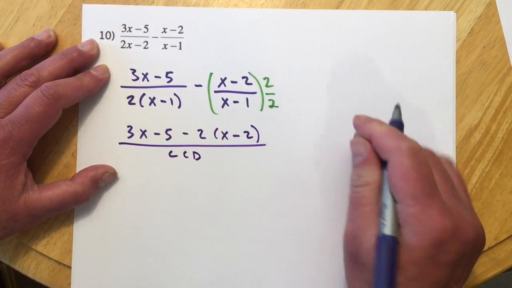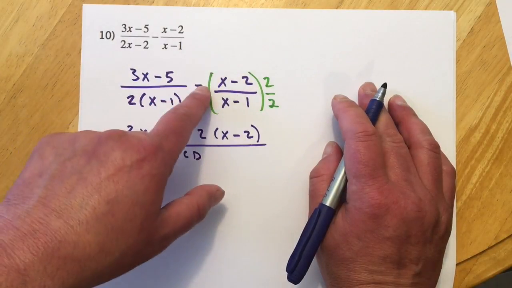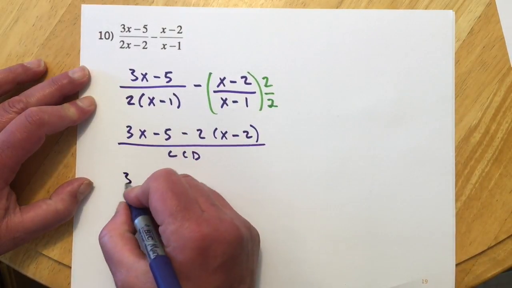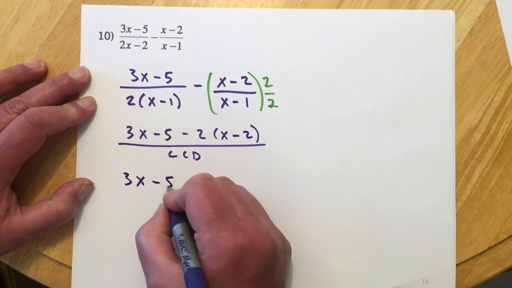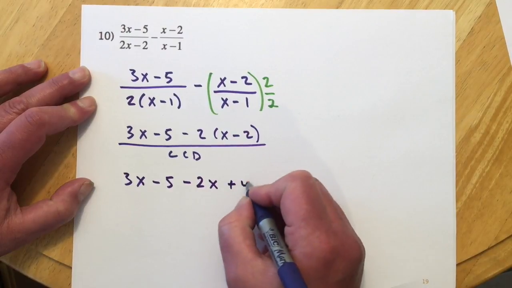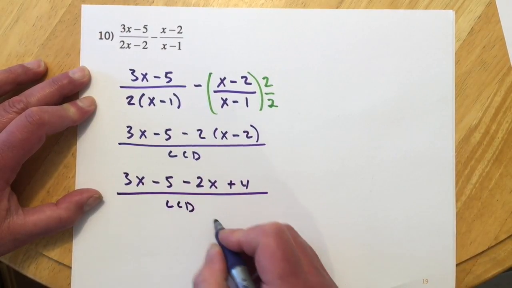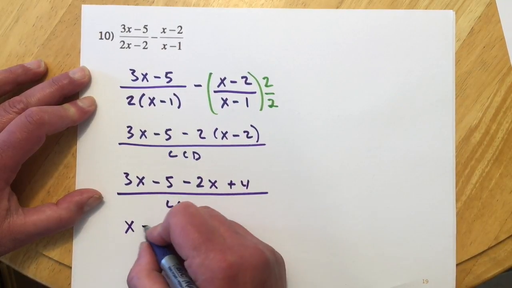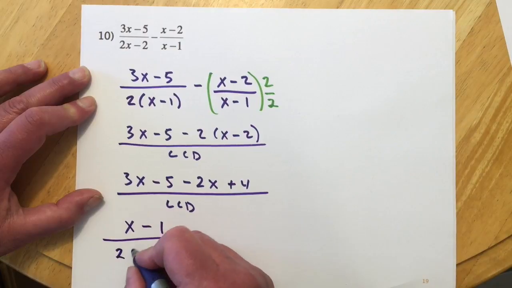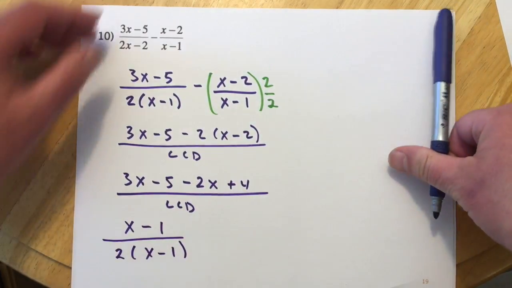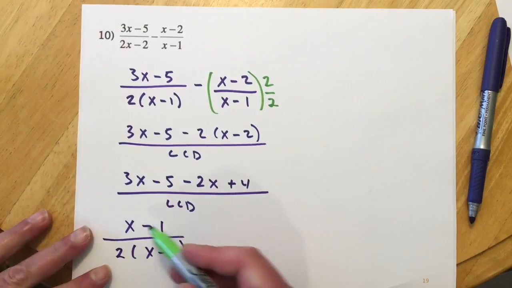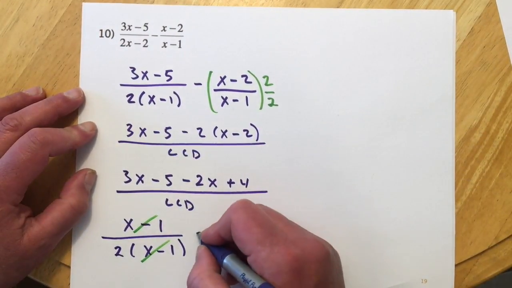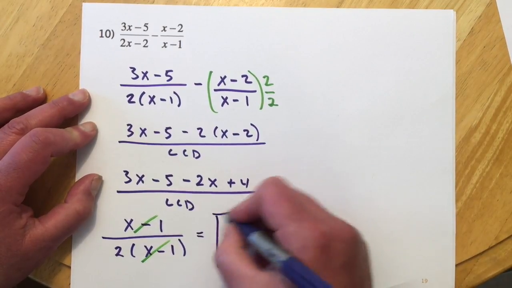And I'm just writing LCD down there. So all I did on that line is write it with this 2 in front so I can see this a little better and make sure I get that positive 4 coming up. So 3x minus 5 minus 2x and then plus 4, over the LCD. And 3x minus 2x is x, minus 5 plus 4 is minus 1, and then that's over 2 times x minus 1. And then here I can cancel those x minus 1s, and that reduces down to 1/2.